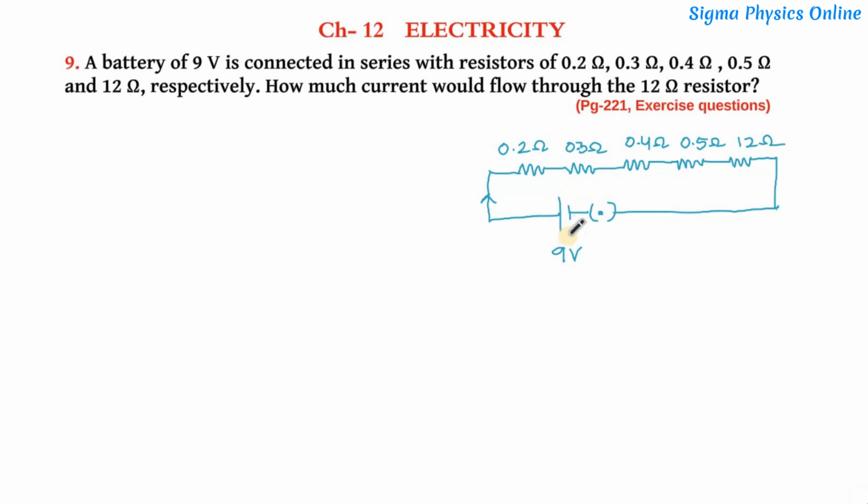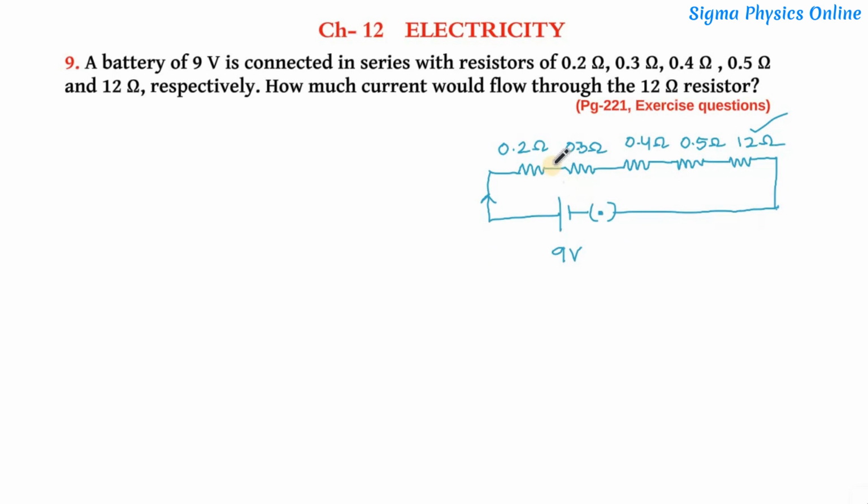Alright, in this question we have a circuit in which there are 5 resistors connected in series, and the values of the resistors are 0.2 ohm, 0.3 ohm, 0.4 ohm, 0.5 ohm and 12 ohm, and they are connected in a circuit whose potential difference is 9 volt. So we have to find the value of current flowing through the 12 ohm resistor, that is this resistor.